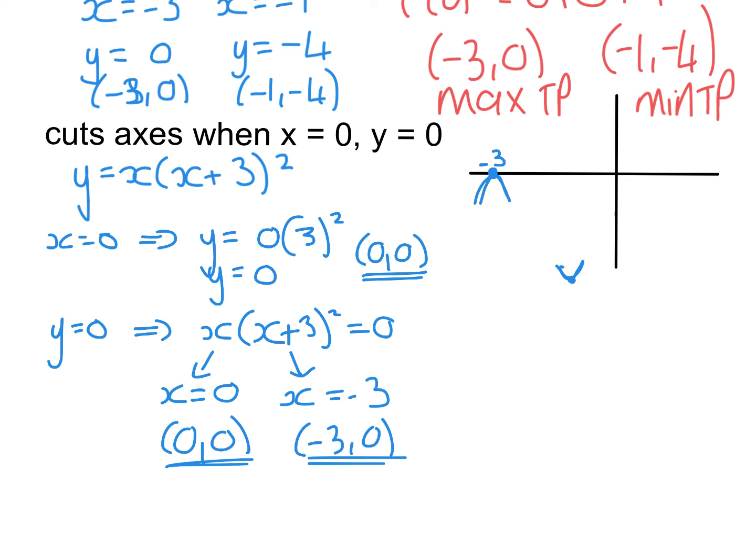And we said it cut at minus 3. We also said it cut at 0, 0. So when I join this up, I need to make sure it goes through 0, 0. So there is my kind of shape there. That's not bad. Always good to do in pencil, and then you can go over it again. So there's my diagram with my x and y axis. The only thing left to annotate is that that is minus 1, minus 4.